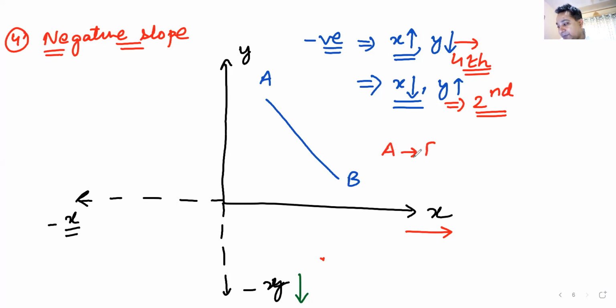Please tell me what is happening when I'm going from A to B. Anyone? Please tell me. Don't look at the quadrant. Look at what I have told you, what you know about a negative slope. Look at that and tell me what is happening when I'm going from A to B.